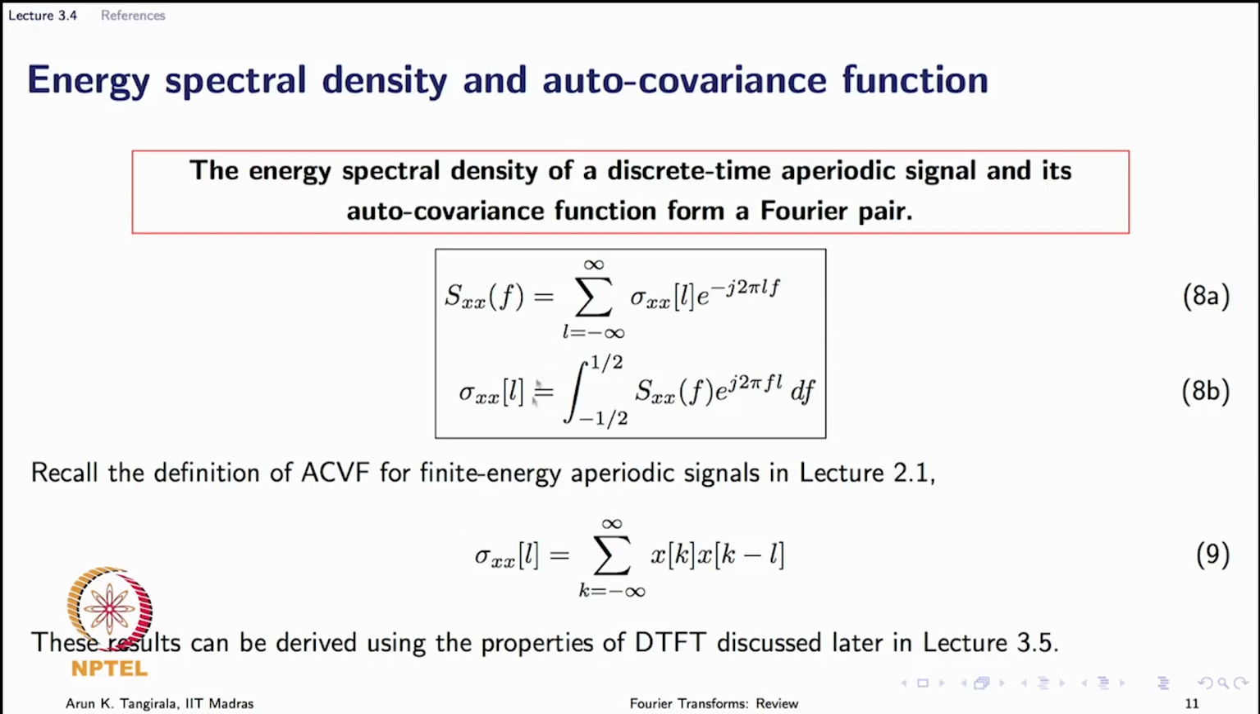Now, in order to prove this, you need to use the definition that we had given in lecture 2.1 for the autocovariance function of a discrete time finite energy aperiodic signal. All right. Now, it turns out that you can also derive this result using the properties of the discrete time Fourier transform, which we will discuss in the next module. Again, all of this leads to what is known as the Wiener-Khinchin theorem, as I had mentioned in the previous lecture, which is extensively used in computing and defining the spectral density of random signals.